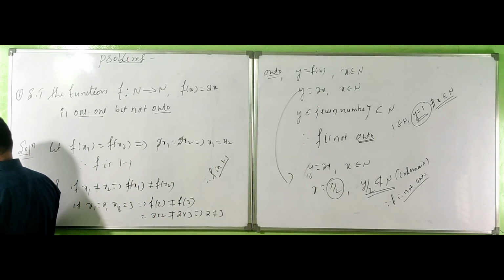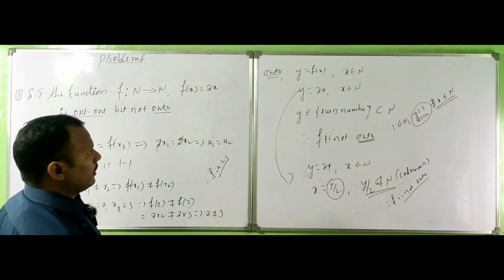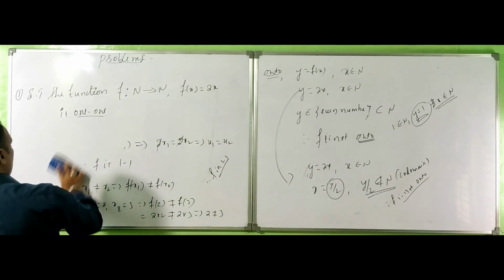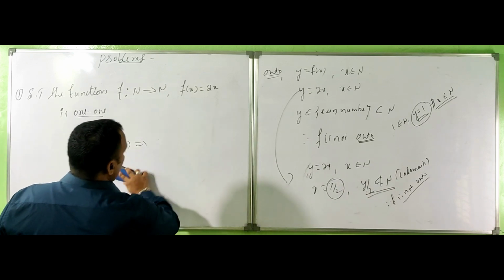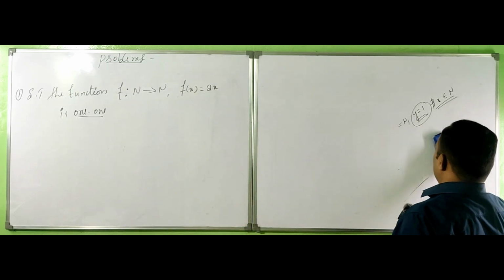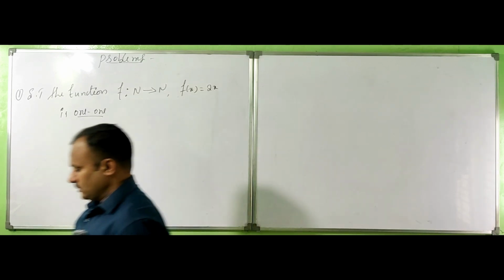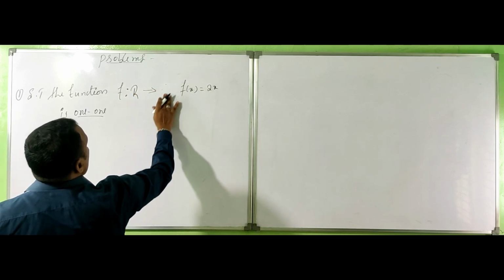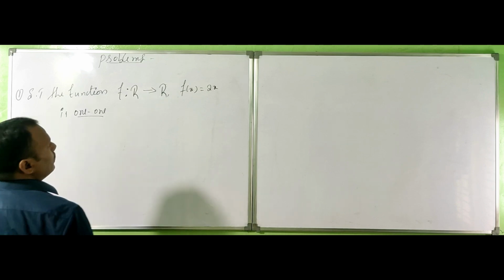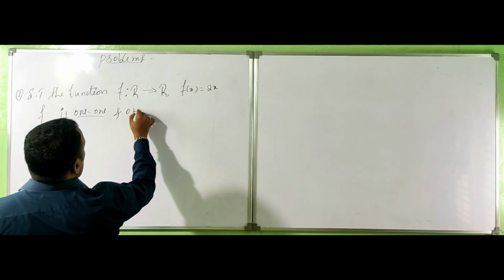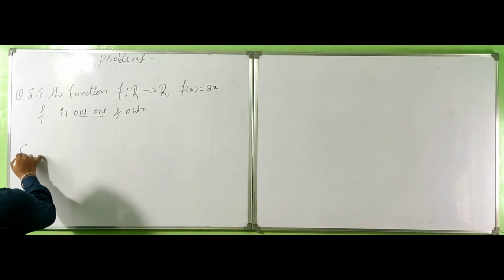Next question is, take another one. Same function from R to R. This is from R, this is to R. Show that f is 1-1 and onto. Okay. Solution again.